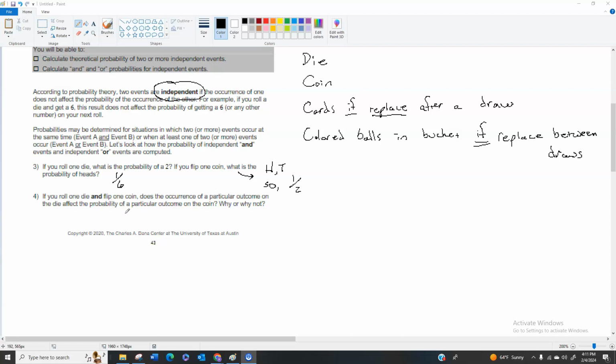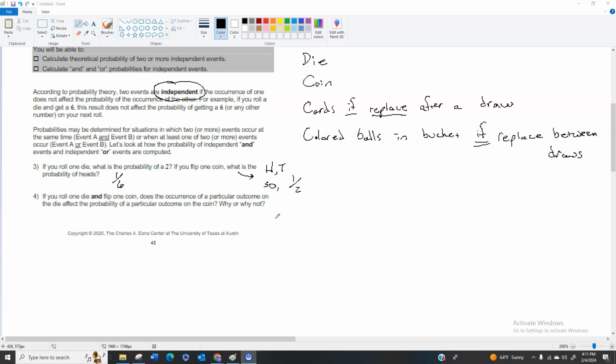So now we're going on to two events, or two things happening one after another. It asks if you roll a die and you flip a coin. It doesn't matter if you do them at the same time or you do one and then the other. We'll think of it as rolling the die and then flipping the coin. Does the occurrence of a particular outcome on the die affect the outcome on the coin? And the answer to that is no. The die and the coin don't have anything to do with each other.